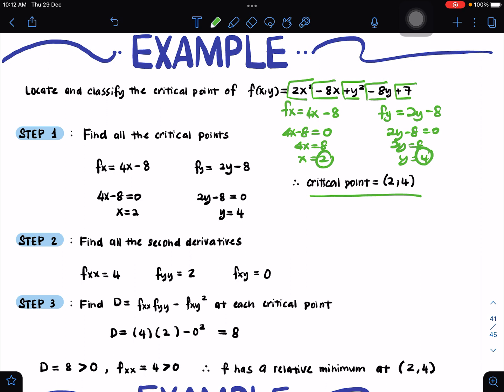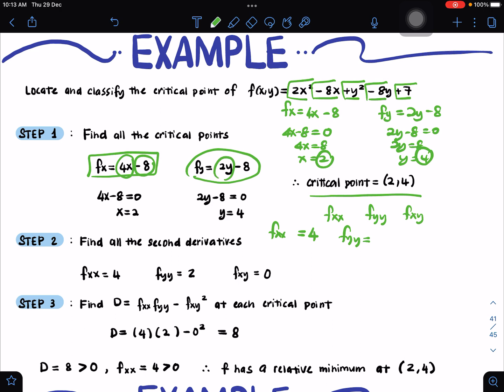Okay, so second partial test, benda yang awak kena cari adalah fxx, fyy dan fxy. So kita dah ada fx, differentiate sahaja lagi sekali with respect to x. So this one differentiate with respect to x, you will get 4. This one constant, kosong lah. So fxx equal to 4. So fyy, kita dah ada fy, differentiate lagi sekali with respect to y. So this one you will get 2 and this one you will get 0. So fyy equal to 2.